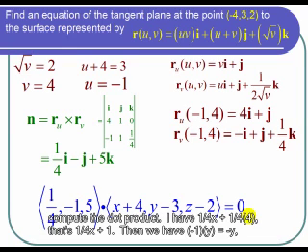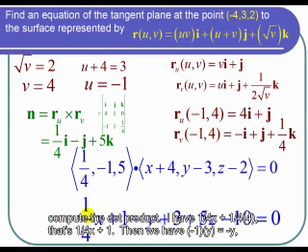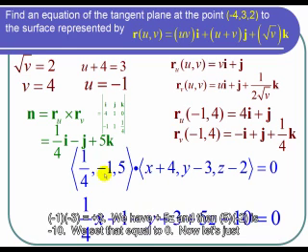So now just compute the dot product. I have a 4th times x plus a 4th times 4. That's a 4th x plus 1. Then we have a -1 times y is minus y. A -1 times -3 is plus 3. We have plus 5 times z. And then 5 times -2 is minus 10. And we set that equal to 0.